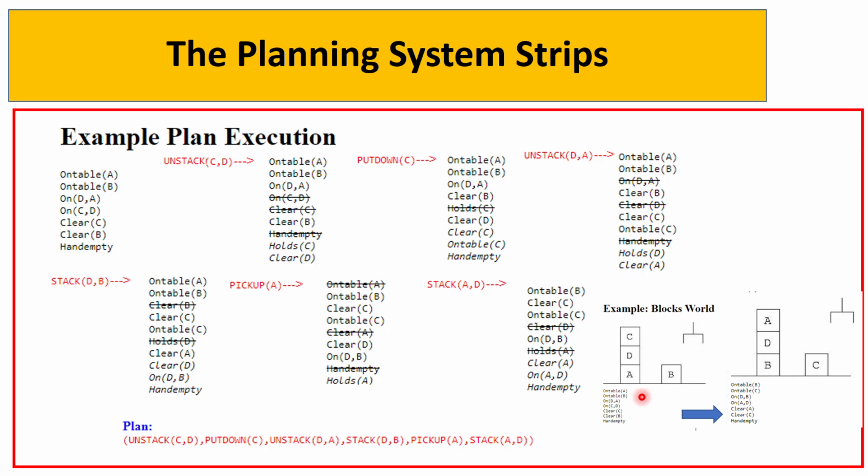Now how do you reach from this state into this state? This is the final state or goal state. So we have a plan like unstack of C comma D, then put down of C, unstack of D comma A, stack D comma B, stack A comma D. If you apply this plan, you get the plan execution, and then you'll reach this final state.